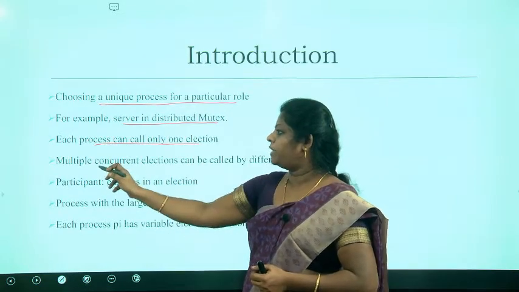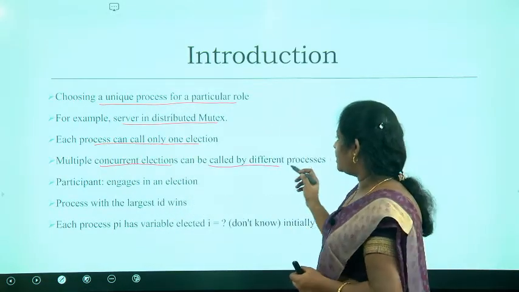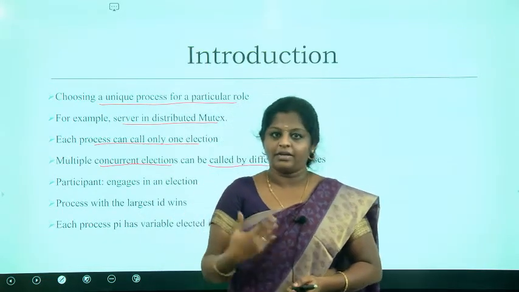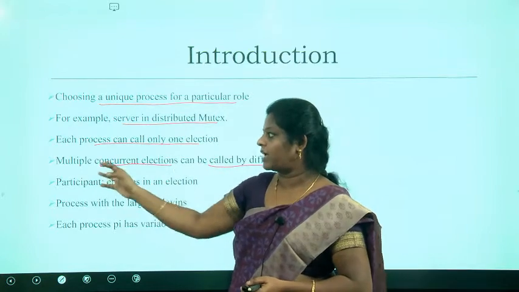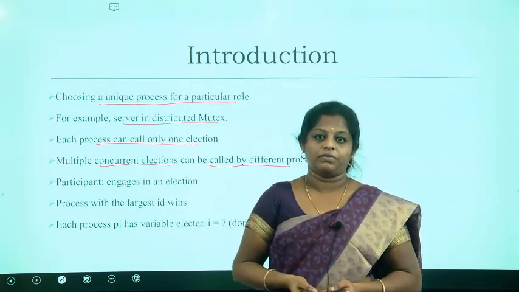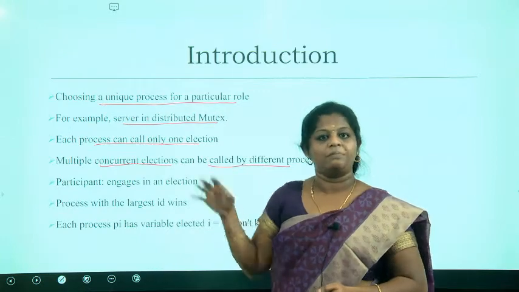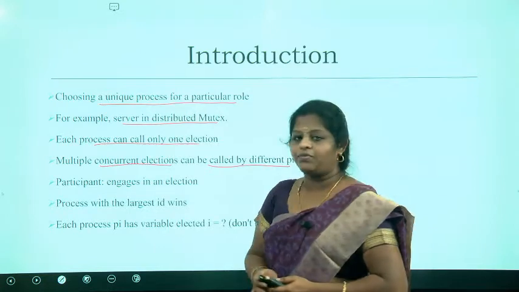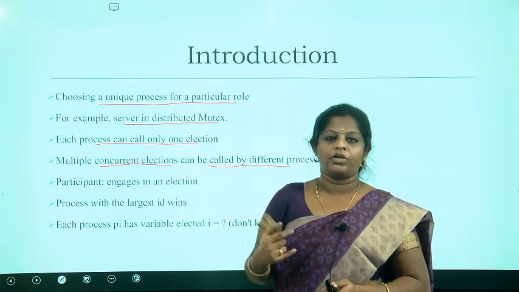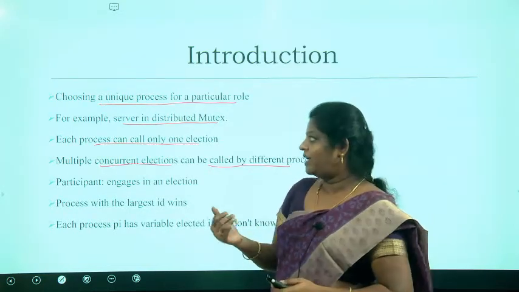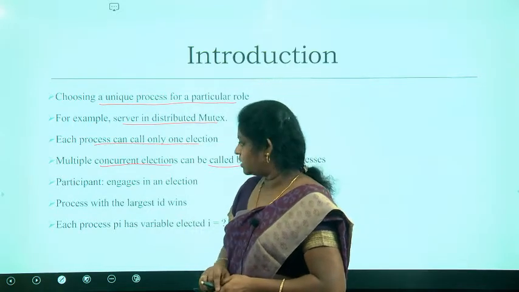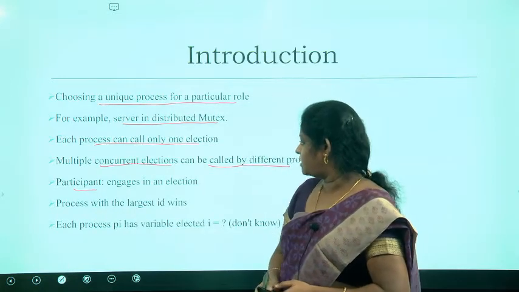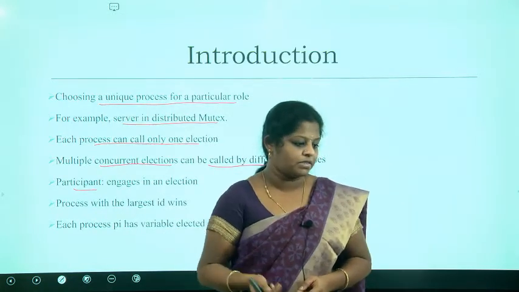Multiple concurrent elections can be called by different processes. Sometimes more than one process can call elections concurrently. In that case, based upon the algorithm, we need to choose a coordinator, even if more than one process starts the election concurrently. And here we have two concepts: one is participant and another one is non-participant.